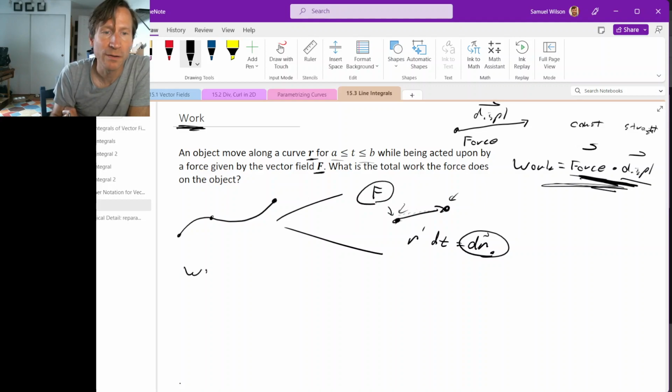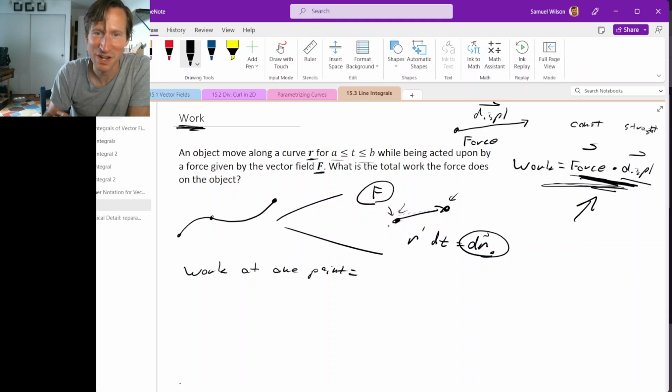So the work at this one point is, right now we can use this original definition of work because we have a constant force and a straight displacement. So it's F dot dr.